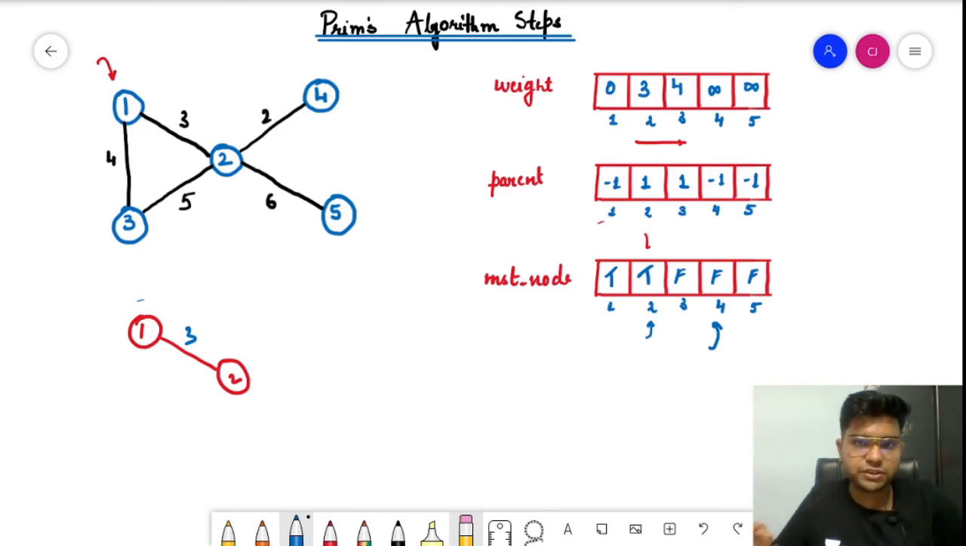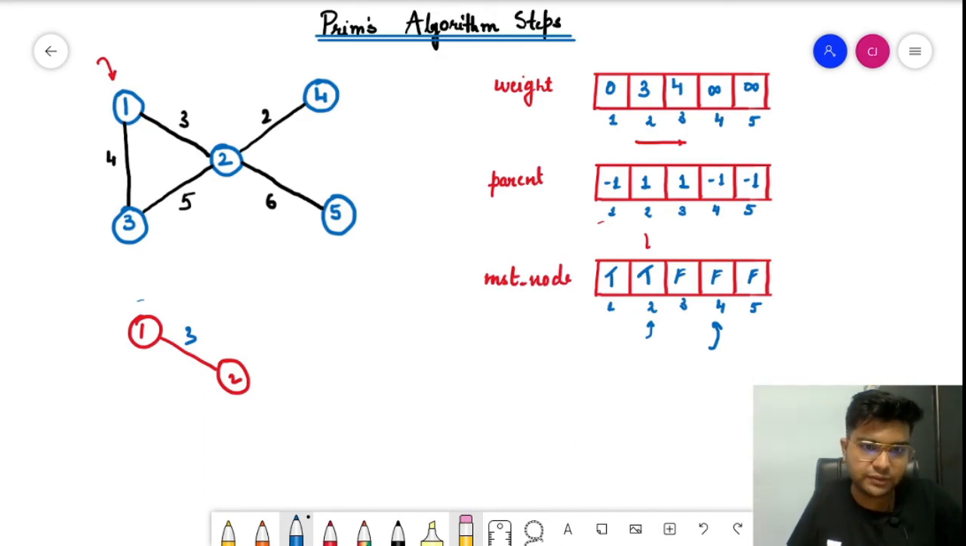Now the similar process that we followed for 1 goes on, right? We'll keep track of all the neighbors associated with 2. So we have 4 neighbors here, that is 1, 4, 3 and 5. But let's start with 1. We'll look at the MST node. 1 is already taken into the MST, so we cannot go and explore it again.